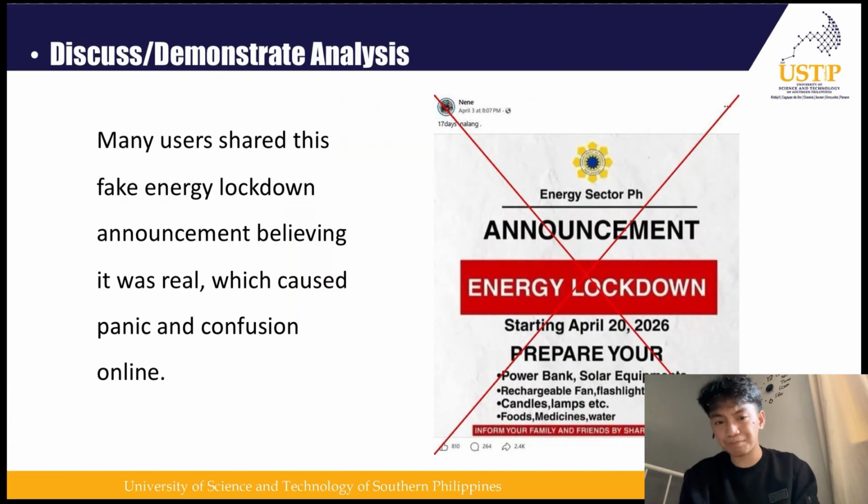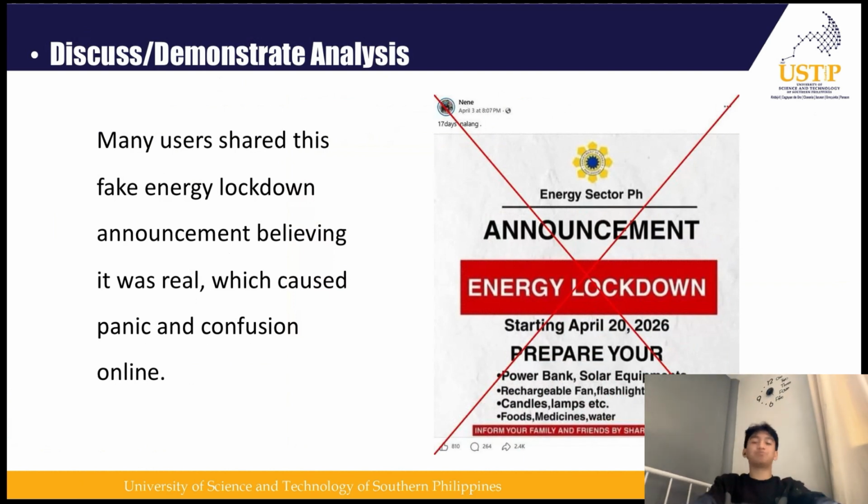The fix: before you share anything, especially anything that looks like an emergency or urgent announcement, you have to verify it first. Check the official agencies on social media, or maybe look it up on Rappler or Inquirer. It takes less than a minute and it could have saved a lot of people from unnecessary panic.